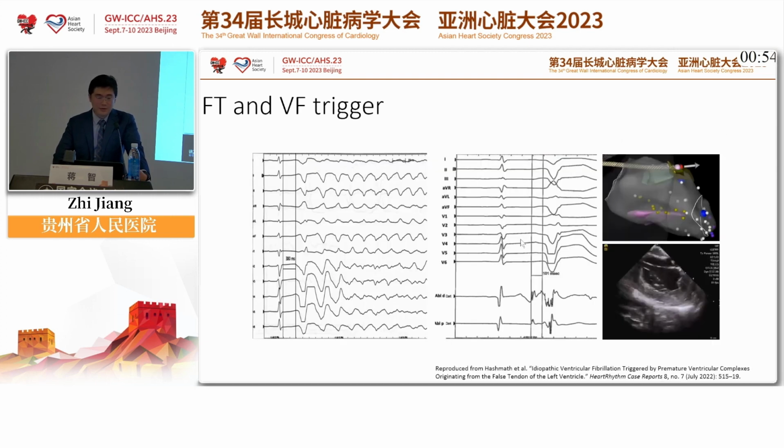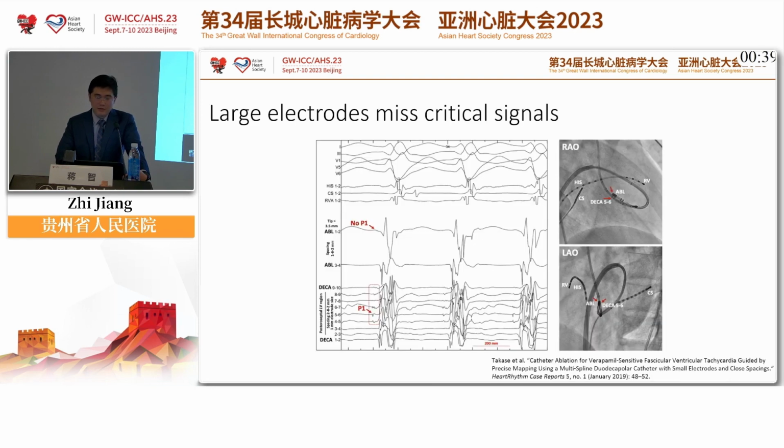And there is no doubt the false tendon is important in ventricular fibrillation. It acts as a trigger, and most cases are published in single case articles. And in our experience, we have over 80 cases of left fascicular ventricular tachycardia. We do not even see the P1 signal clearly because the 3.5 millimeter 8 French ablation catheter cannot clearly record the P1 potential.